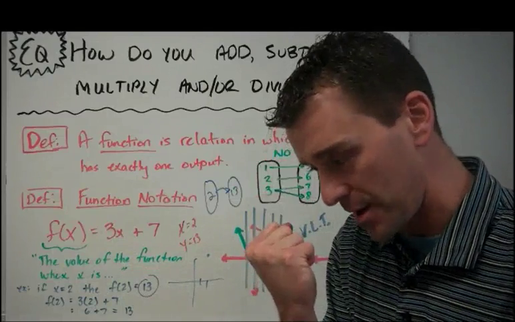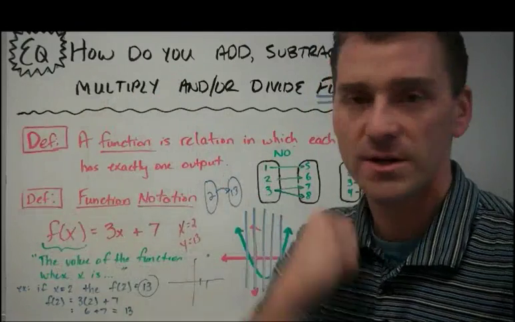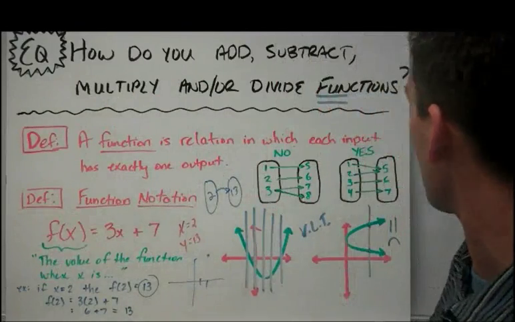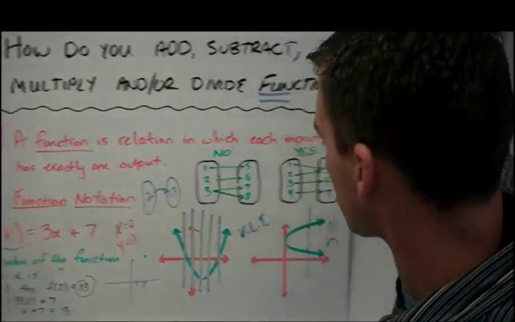It's mapping an input and saying, I'm going to do something with it and map it to one exact output. So that's that. Let's rock and roll. Let's go to the next one.